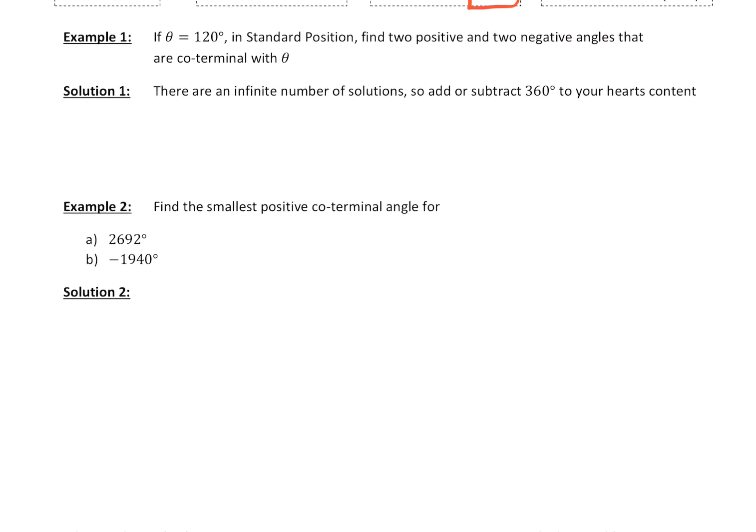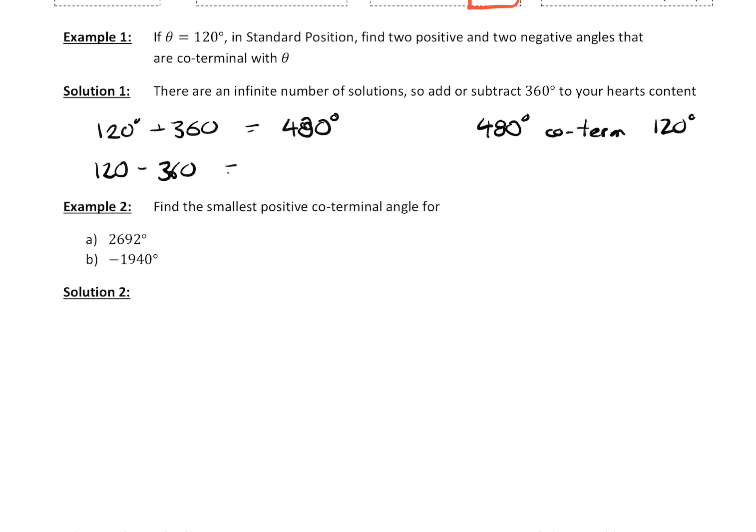So I'm going to do a few. I'm saying if you have theta equals 120, find 2 positive and 2 negative angles. Now on the actual printed out notes, there are 6 answers. I'm just going to show you a couple here. The easiest one is, okay, I have 120 degrees, I'm going to add 360, and I get 480 degrees. That's a coterminal angle. So 480 is coterminal to 120 degrees. You could do the opposite: 120 minus 360, and you get negative 240 degrees, also coterminal.